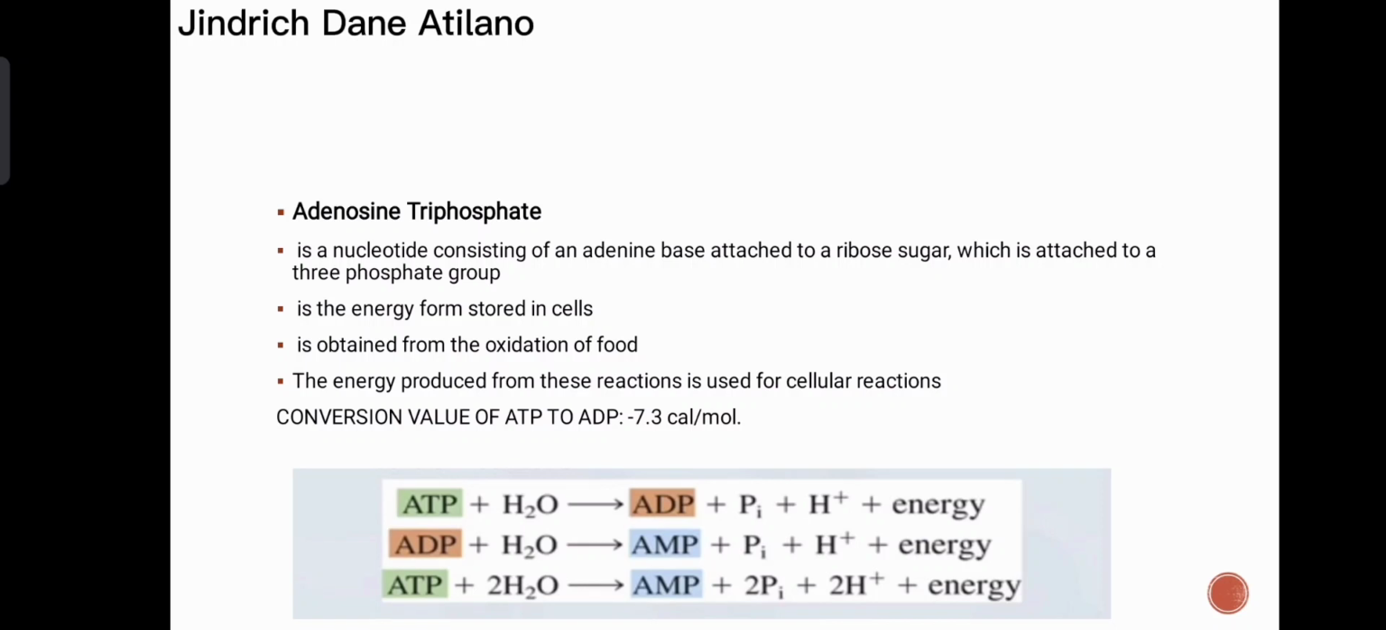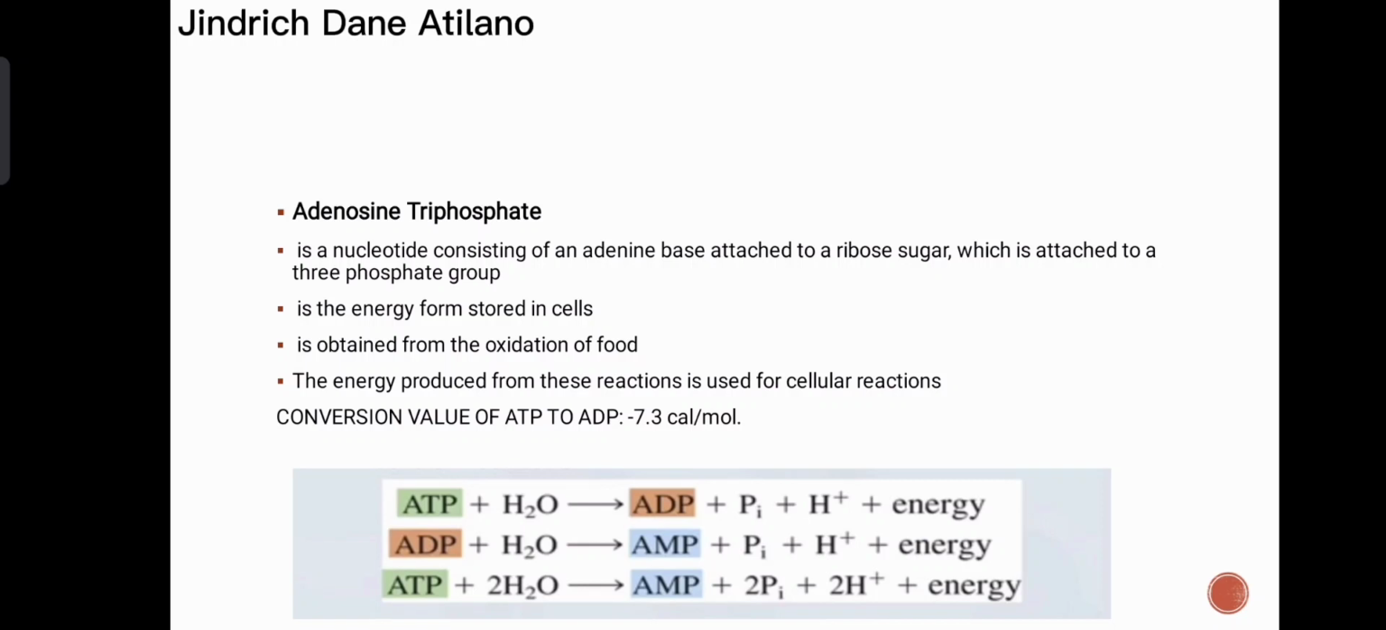Like what I said earlier, ADP has only 2 phosphate groups, right? So in this stage, one phosphate group is removed. Now it has only 1 phosphate group, and now you can call it AMP, or adenosine monophosphate.